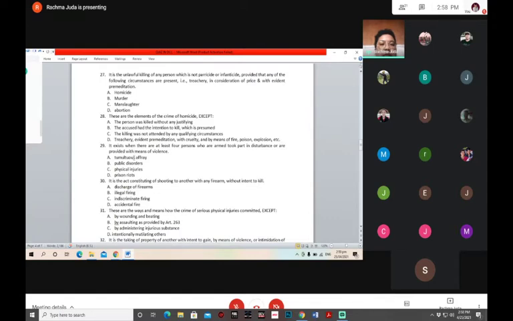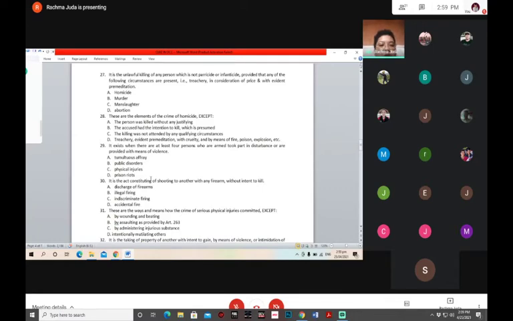Next, 28. These are the elements of the crime of homicide except. So, when you say homicide, killing or simple killing only, always presume ang intention. So ang elements niya is kaning killing without justifying circumstance, the accused had intention to kill, which is presumed, and the killing was not attended by any qualifying aggravating circumstance. So answer dira is kaning Delta. It's because kaning Delta para kani kay para na ni kay murder.